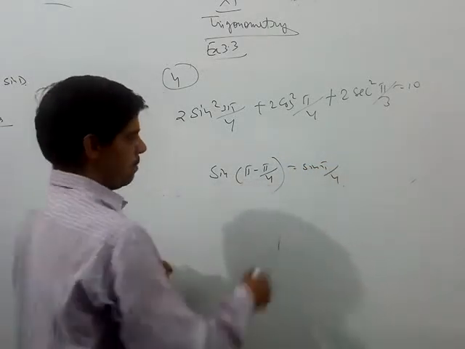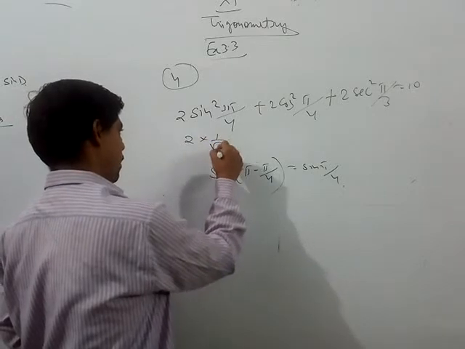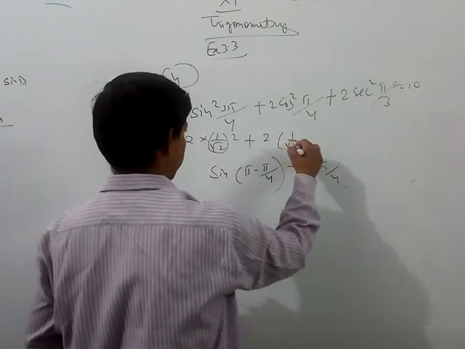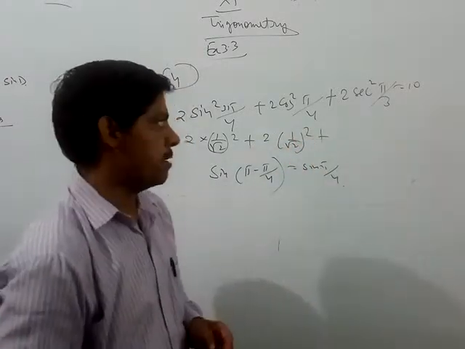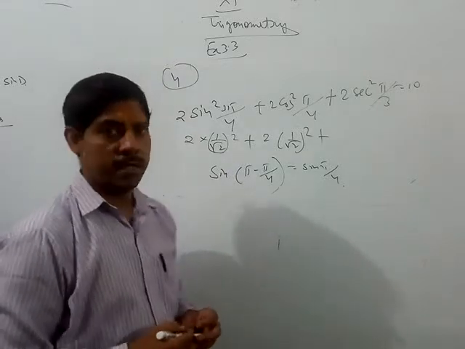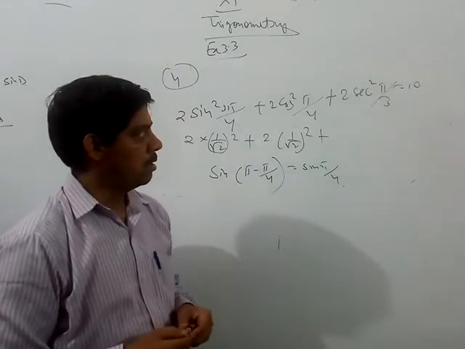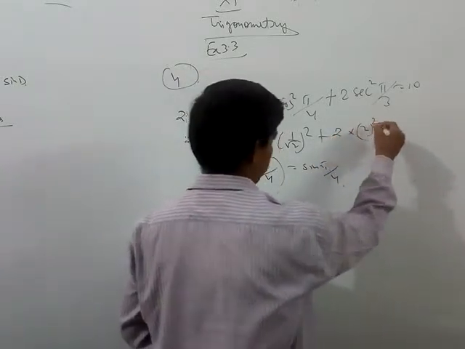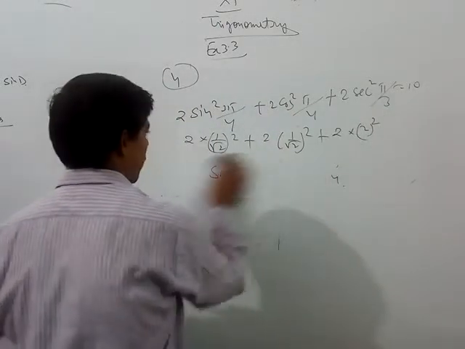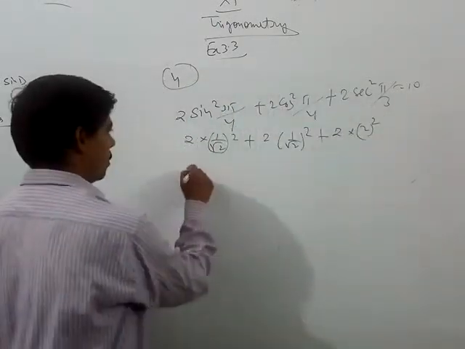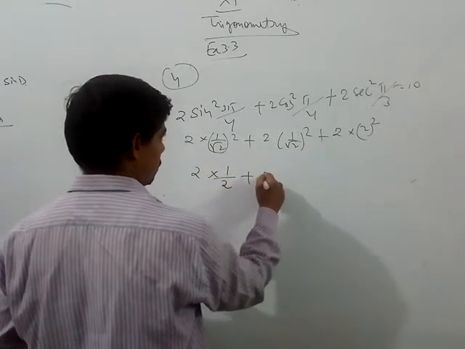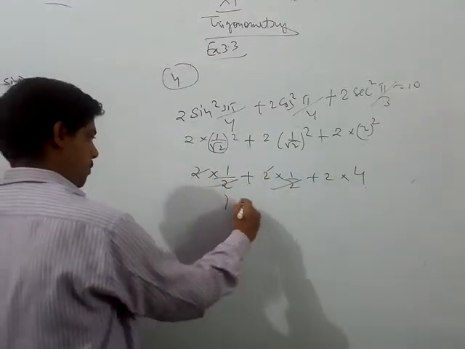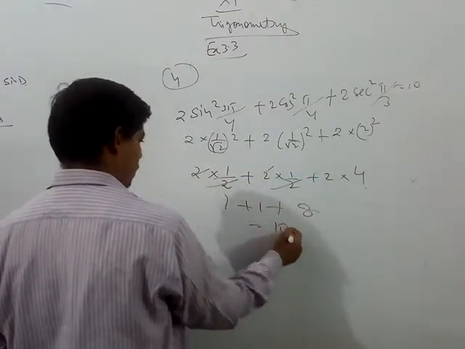Sin pi by 4 is 1 by root 2. So this is 2 into (1 by root 2) whole square plus 2 cos pi by 4, which is also 1 by root 2, whole square. Sec pi by 3: pi by 3 means 60 degrees. Sec 60 degrees is 1 upon cos 60 degrees. Cos 60 is half. So this is 2 into 2 square. Now we can simplify and get the answer: 2 into 1 upon 2 plus 2 into 1 upon 2 plus 2 into 4. So this is 1 plus 1 plus 8, that is equal to 10.